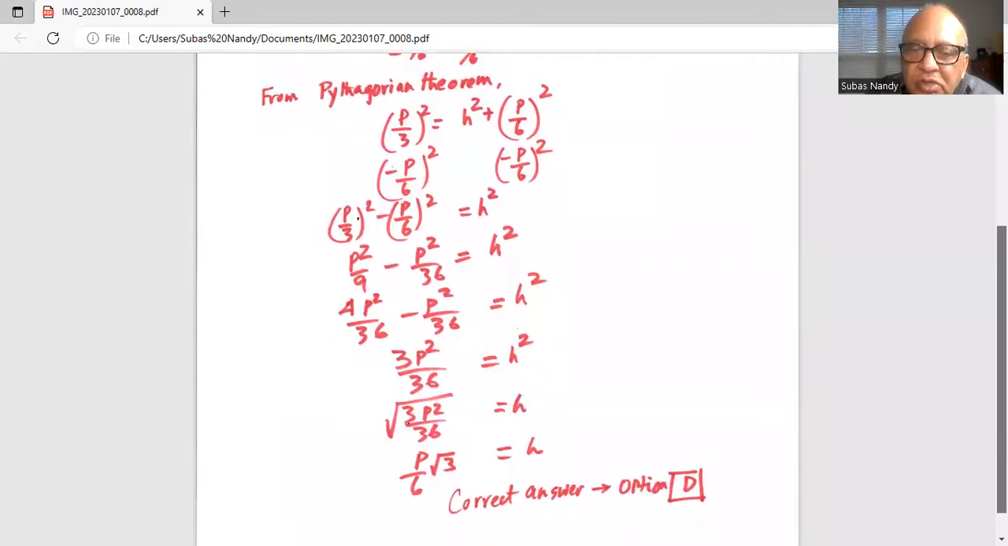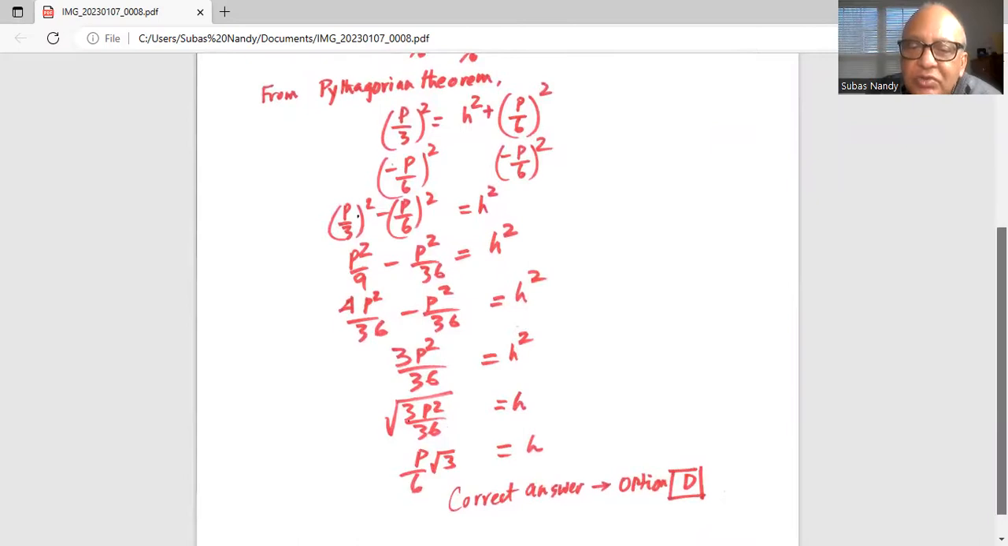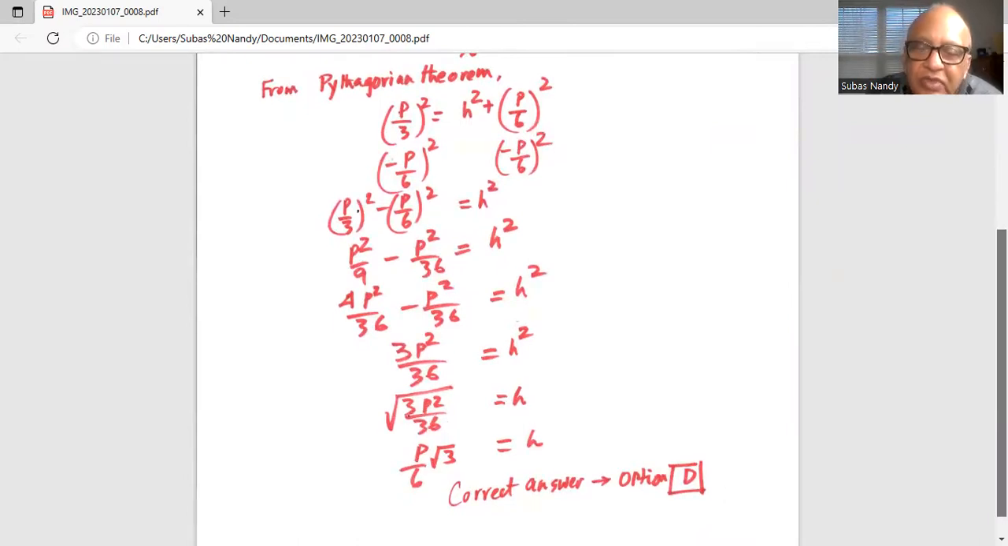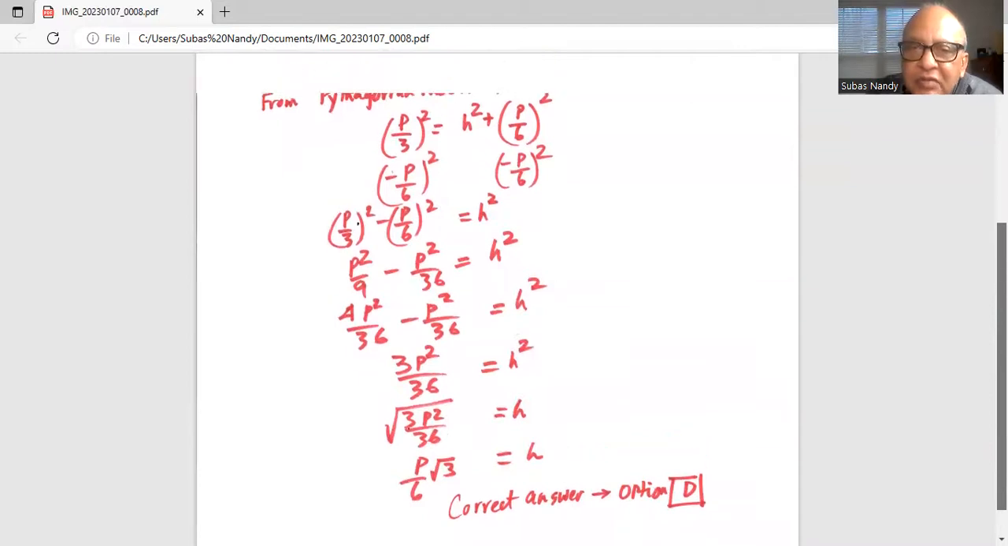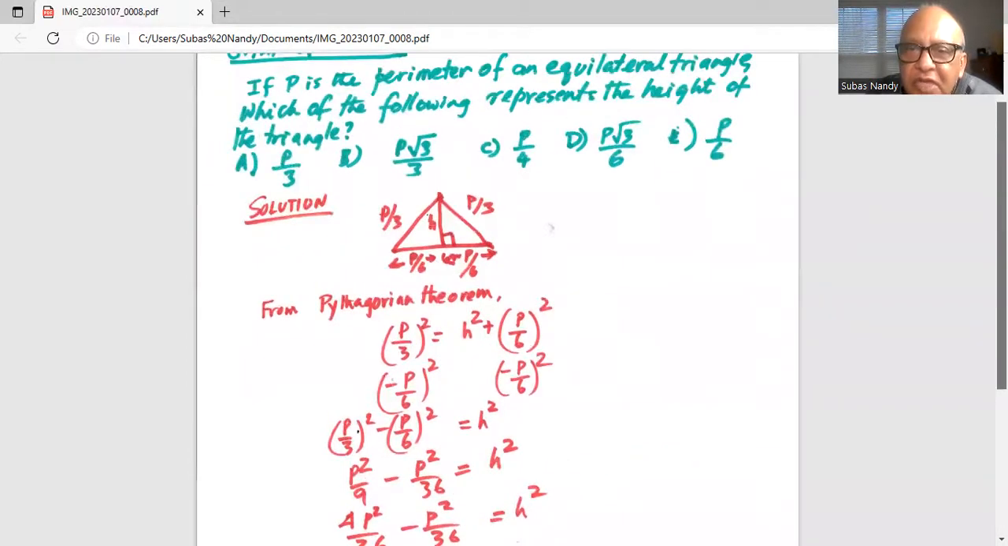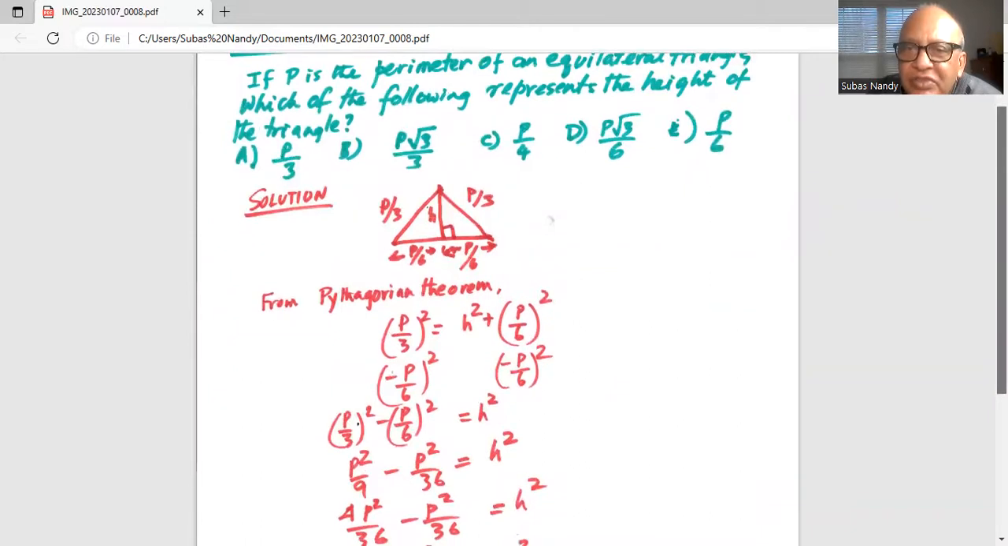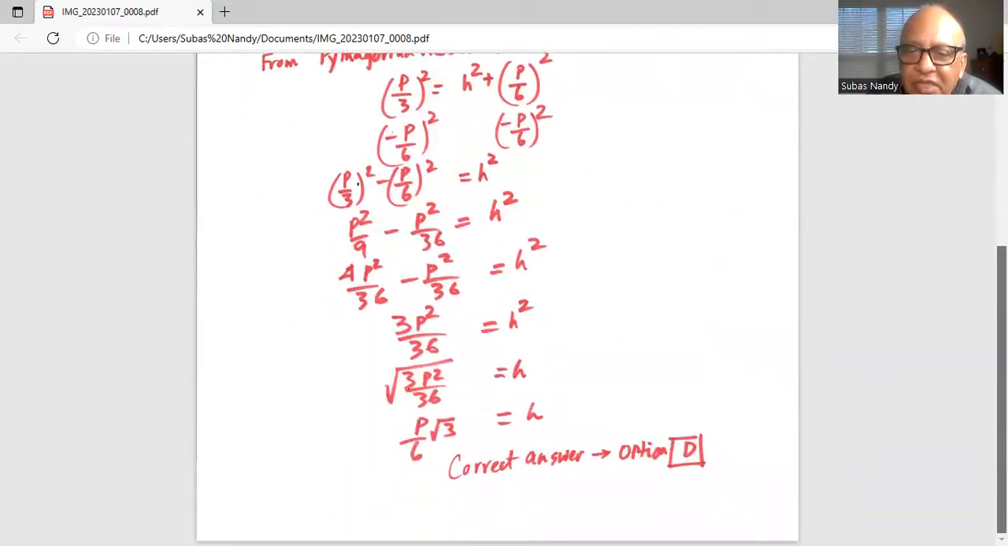Now I take the square root on both sides. Okay, so I have square root of 3p square over 36 is equal to h. Since I know that 36 is 6 times 6, the p square, taken outside the square root, becomes p, and in the denominator, the square root of 36 is 6, and in the numerator I'll be left with square root of 3. So what is h then equal to? P times square root of 3 divided by 6. Hence the correct answer choice is D, as I have indicated here.